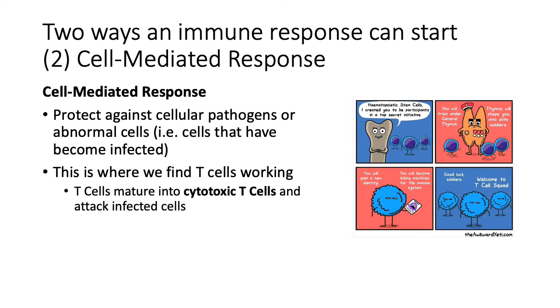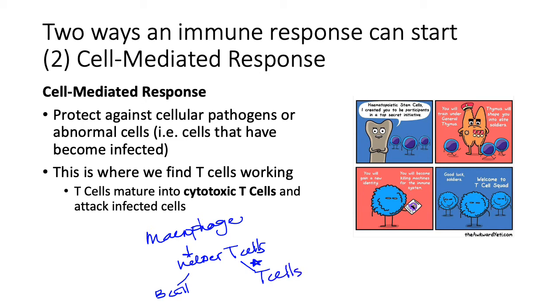The other pathway that we can get is the cell-mediated response. With our macrophage, we're still activating our helper T cells. We still have our helper T cells, but instead of doing the B cell route, we're going to do the next route, which is that we're going to activate those other T cells. And it's the T cells that mediate the cell-mediated response. This specific immune response protects us against cellular pathogens.